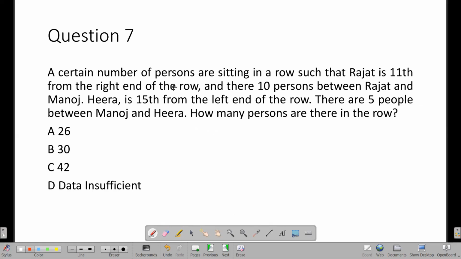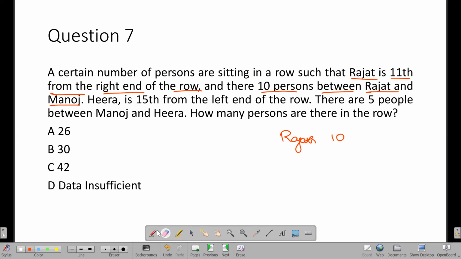Okay, so let's consider. There are certain number of people sitting in a row such that Rajat is 11th from the right end of the row. Okay, so Rajat is 11th from the right end of the row means what? Suppose I consider Rajat here. To the right side of Rajat, there will be 10 more people. That is the logic. Okay, there are 10 people between Rajat and Manoj. So let me consider between Rajat and Manoj, there are 10 people. I'm considering it like this. Kindly note, Manoj can only be to the left side of Rajat.